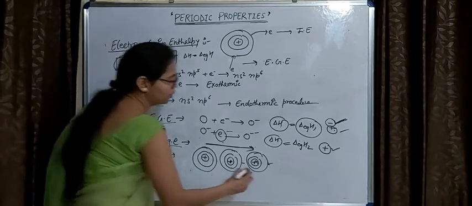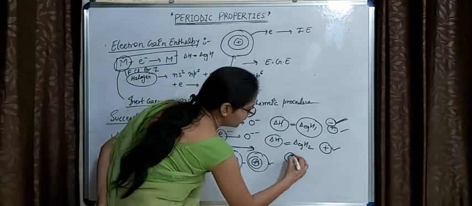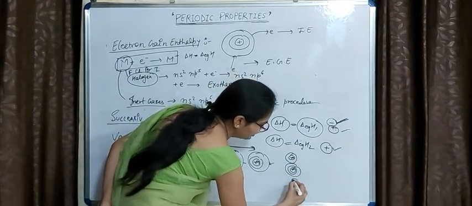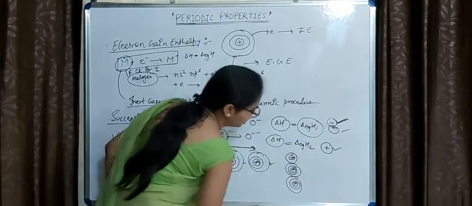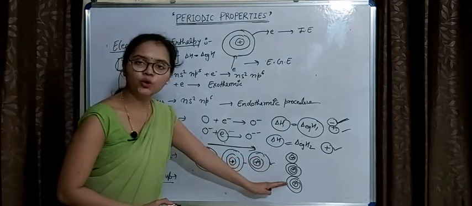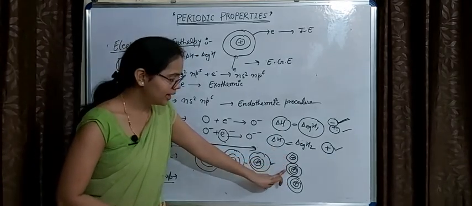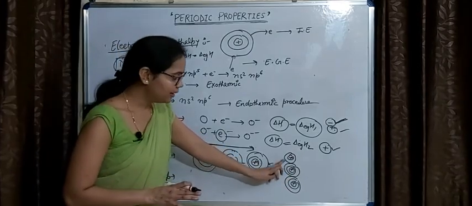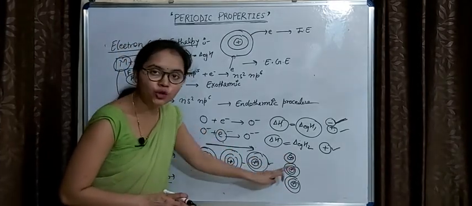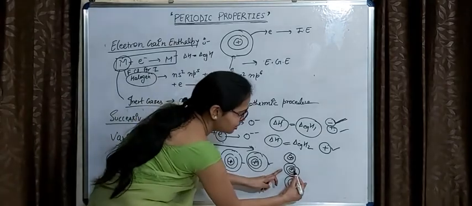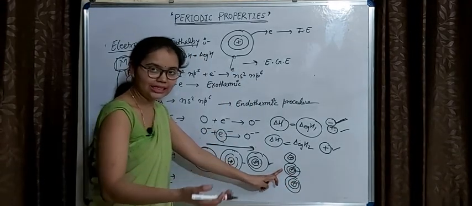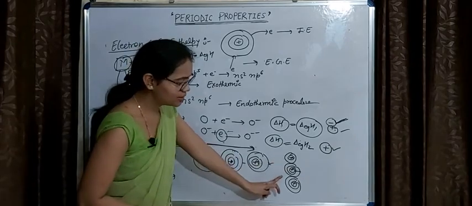So if we move in a group, we know that when we move in a group from up to down, there is an addition of a new orbit. Because of the addition of a new orbit, nuclear charge also increases here, but the distance between the nucleus and the outermost shell is also increasing here.